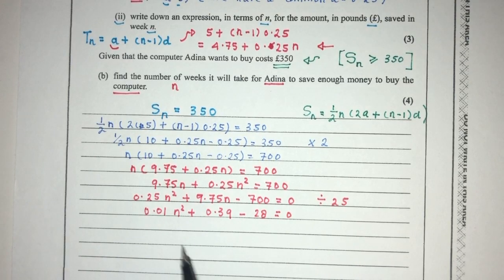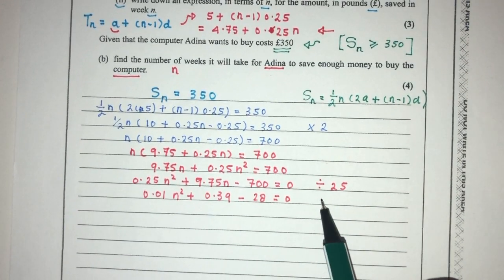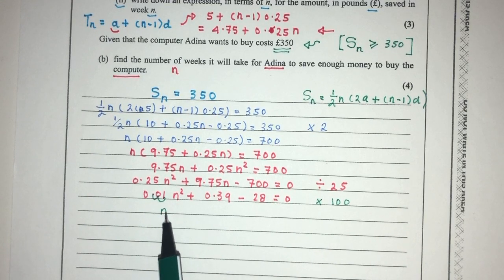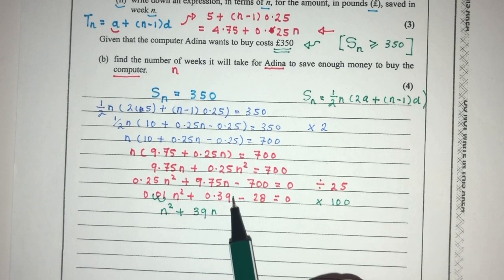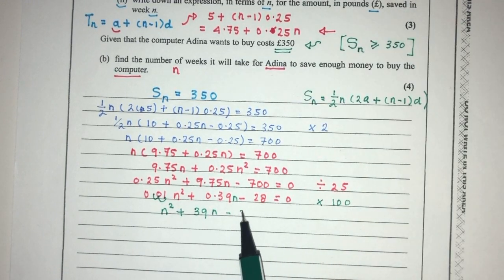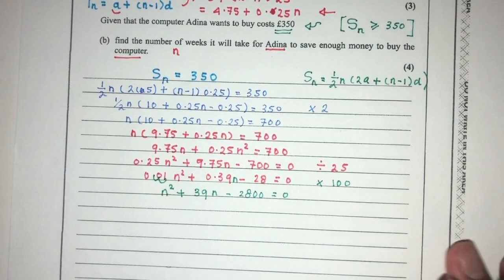Now again, this is kind of hard to work with, so what we can do is multiply everything by 100. You will have n square plus 39 n, I forgot the n here, minus, what is 28 times 100? That will be 2800. Now you can see clearly we have a quadratic equation for the value of n. Now how would you find that value of n?